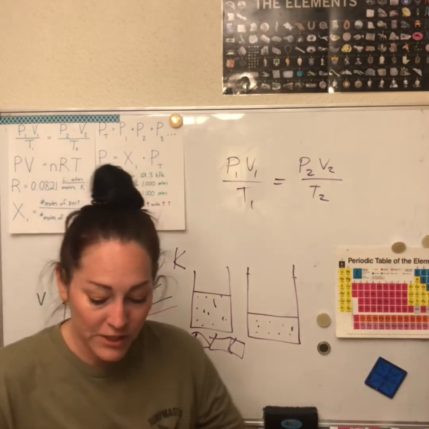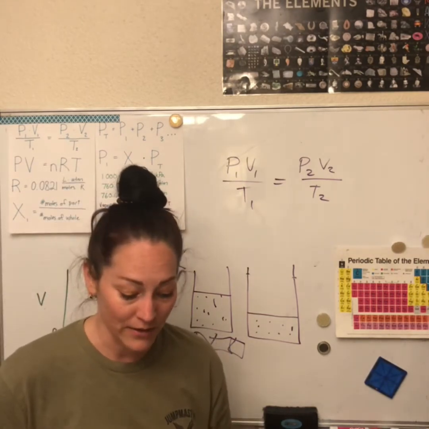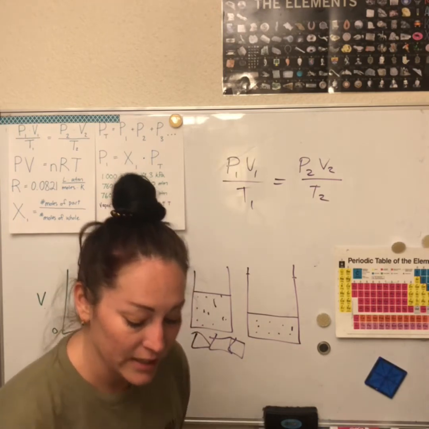Okay? So let's look at the first examples. These are pretty easy. We're just going to be plugging numbers in. Okay? It says a weather balloon is filled with helium before it is launched.